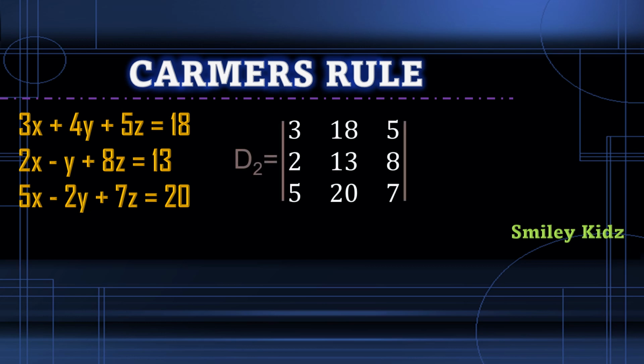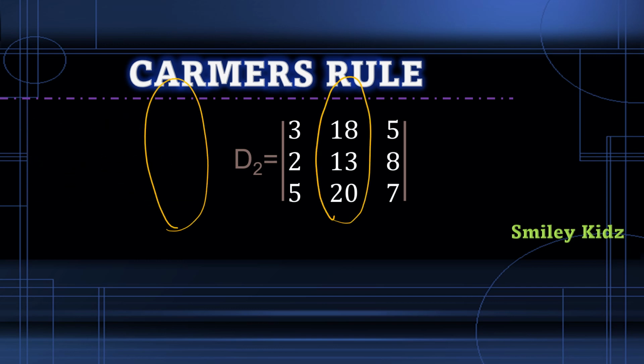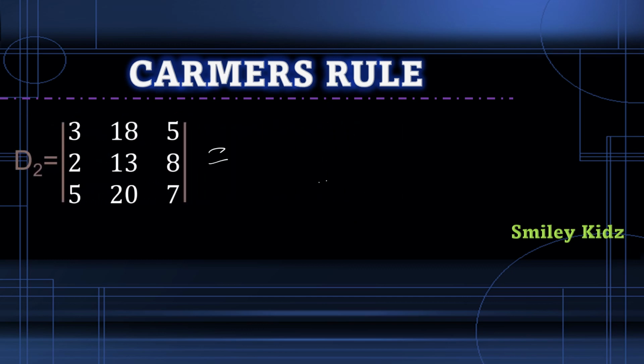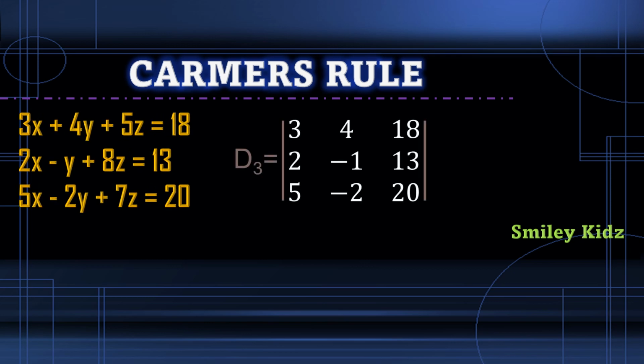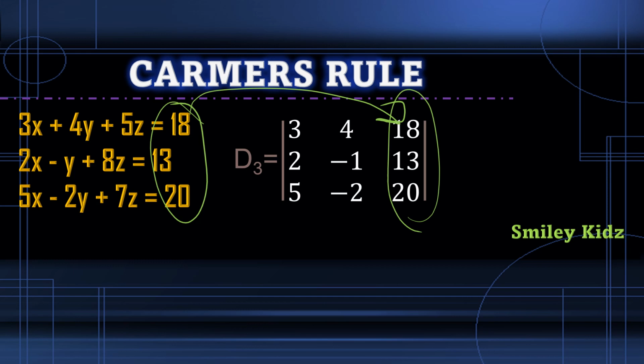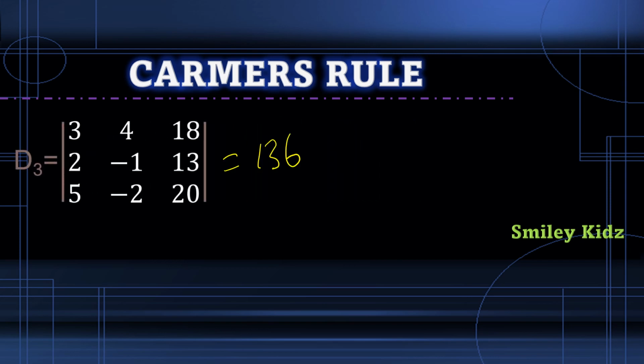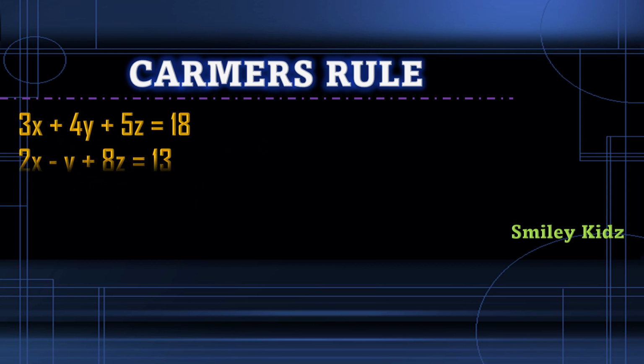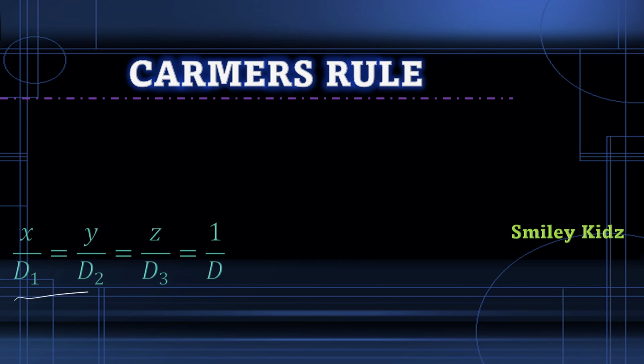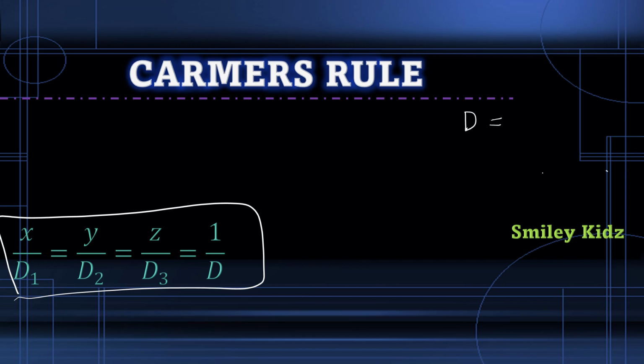Moving forward, let's find out D2, wherein your second column gets eliminated. Instead of that, you're going to have D1, D2, D3. Yet again, let's not go into detail. Here, the determinant of this matrix is going to be 136. Now, here, let's find out D3, wherein your third column gets eliminated, and instead of that, you're going to have D1, D2, D3 over here. Now, let's find out the determinant of this matrix. Here, the determinant is going to be 136. Well, over here, we have the formula. Now, we know that D is 136, D1 is 408, D2 is 136, and D3 is 136.